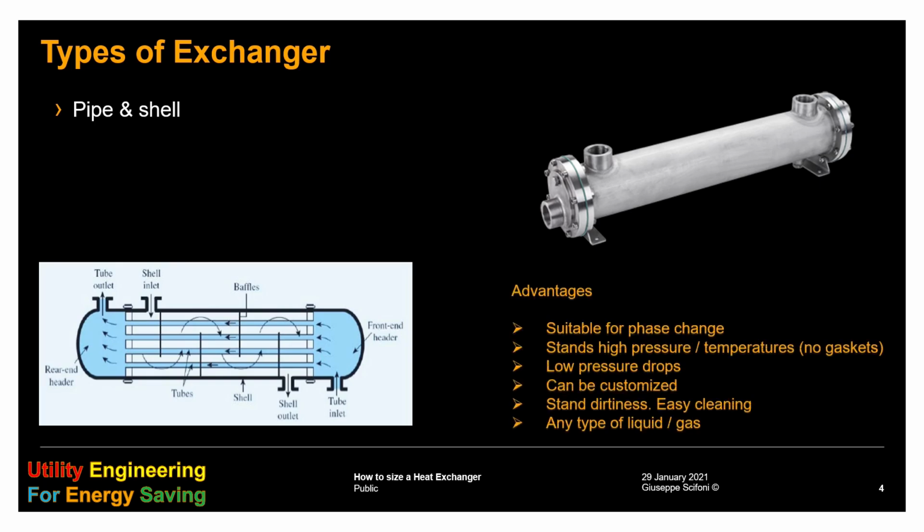We can resume here the advantages. The best use is for phase change. They can stand high pressure and temperature because of no gaskets. They have low pressure drops compared with the plate ones, and they can be customized, so the size can be chosen practically freely by the customer. They can stand dirtiness, the cleaning is easier, and they can deal with any type of fluid or gas. In our presentation, we take care only of them, since they are the ones suitable for any application. And moreover, because it's difficult to find the tools from manufacturers to size them.